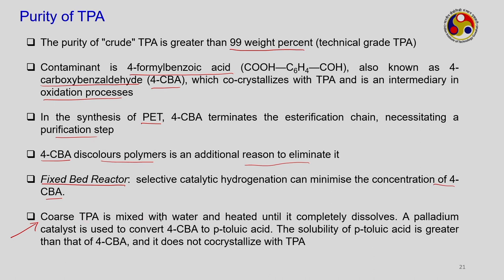Crude TPA is mixed with water and heated until it is completely dissolved. A palladium catalyst is then used. In the fixed bed reactor, you use a palladium catalyst to convert 4-CBA to paratoluic acid. If you convert this CBA to paratoluic acid, then the reaction will proceed in exactly the same manner as DMT. The solubility of paratoluic acid is greater than that of 4-CBA. This is important, because it is obviously the desired product, and further this paratoluic acid does not co-crystallize with TPA. So this is the way you can get rid of 4-CBA, by using a palladium catalyst to convert 4-CBA to paratoluic acid.